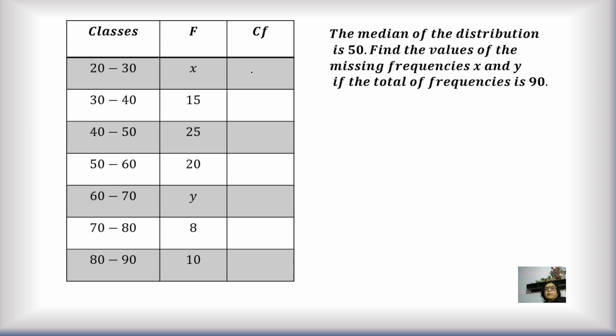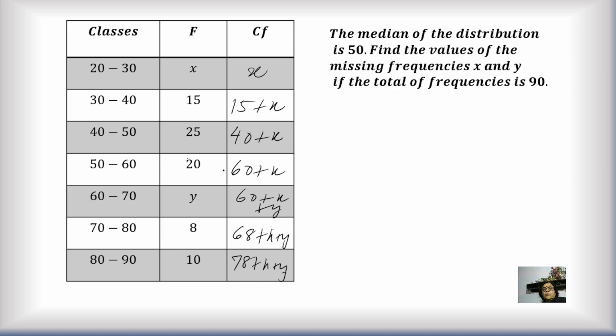So first we'll find the cumulative frequency. This is x. This will be 15 plus x. This will be 25, this is 30, 35, 40 plus x. This will be 60 plus x. This will be 60 plus x plus y. And this will be 68 plus x plus y. And this is 78 plus x plus y. So now the total of the frequencies is 90. So we can write here 78 plus x plus y is 90. That means x plus y is equal to 12.